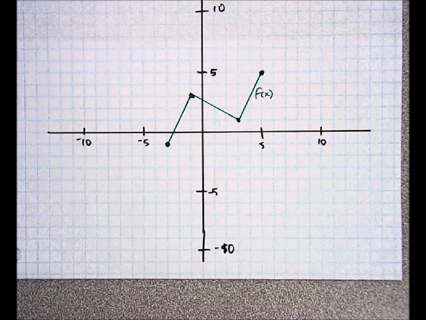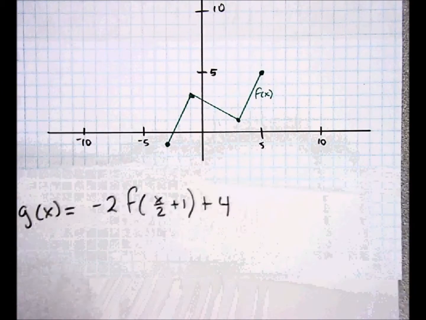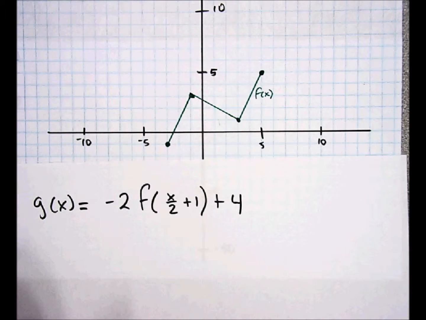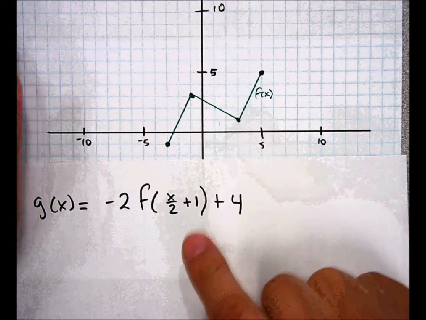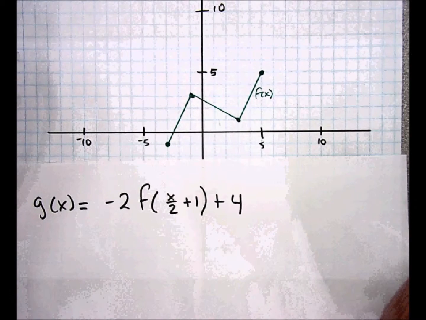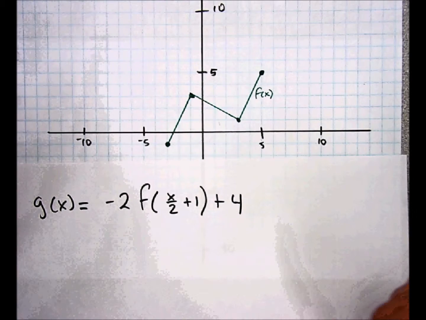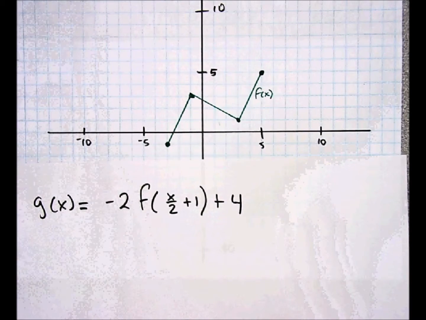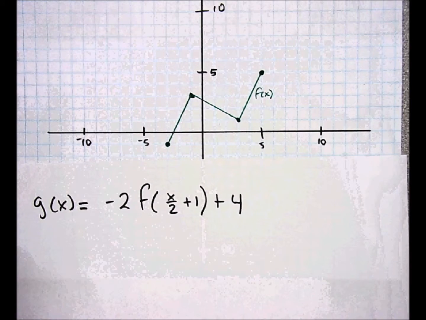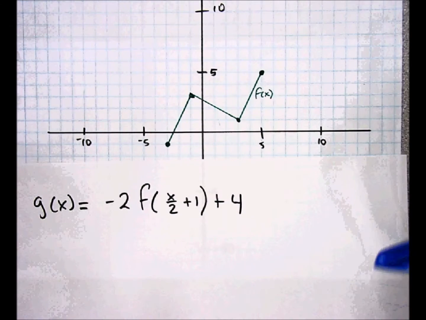And here I have the function g of x. G of x is given by taking f of x, multiplying it by -2, adding 4 to it, and on top of that, taking the x's and dividing them by 2 and then plus 1. Here you can see there are a bunch of transformations going on. As a function, it's really hard to actually do this because you don't know what f of x is actually saying. You don't know what the characteristics are. But in transformation terms, it's fairly clear.